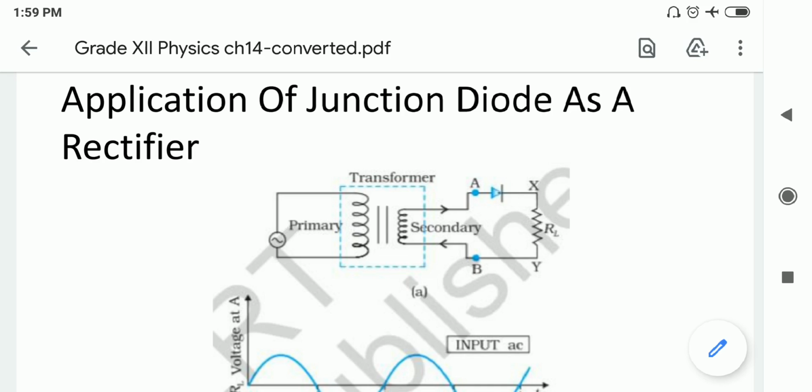Now, when the positive half cycle is given to the input, point A is positive and point B is negative. So the P type of the diode is connected with the positive terminal and the N type of the diode is connected with the negative terminal, so the diode is in forward bias condition. The diode allows current to flow through the circuit, and when current flows across the resistor, a voltage drop is available, which we take as our output voltage.